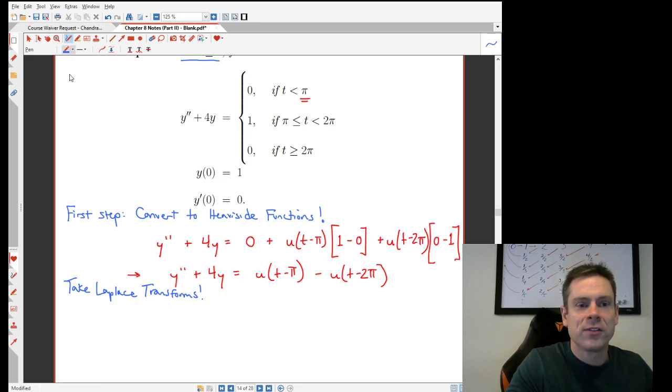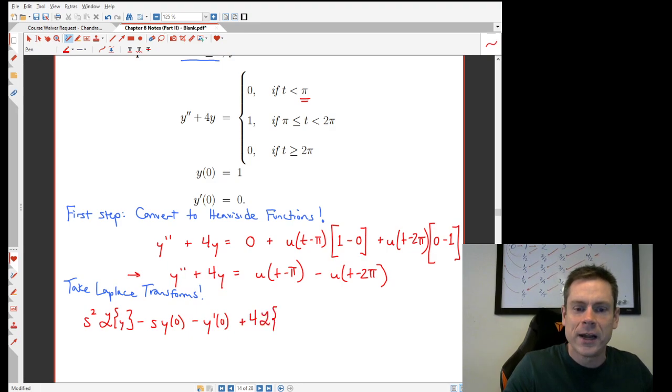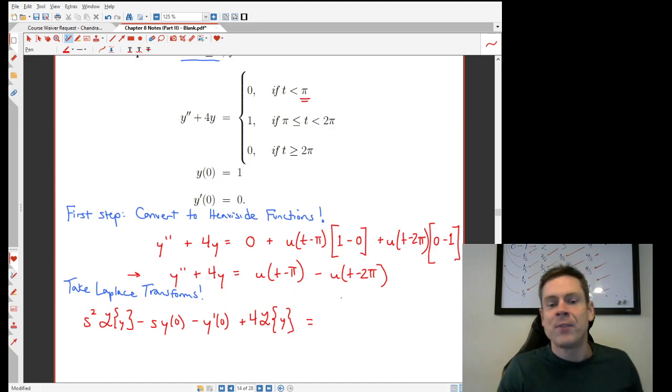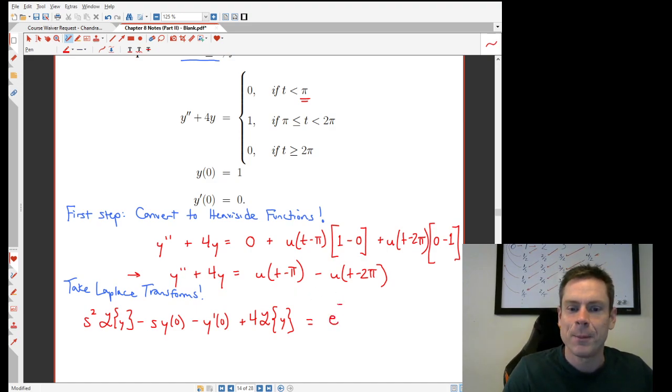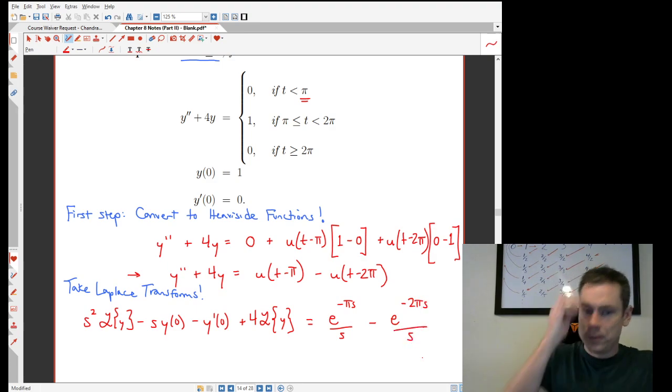And if we go across taking that Laplace transform, the Laplace of y double prime was s squared L of y, and then we go down the powers of s as we go up the initial conditions, and we get something that looks like this. Plus 4y is plus 4L of y now. And on the right, we have two simple step functions. So we have e to the minus pi s over s, and the second one is minus e to the minus 2 pi s over s.